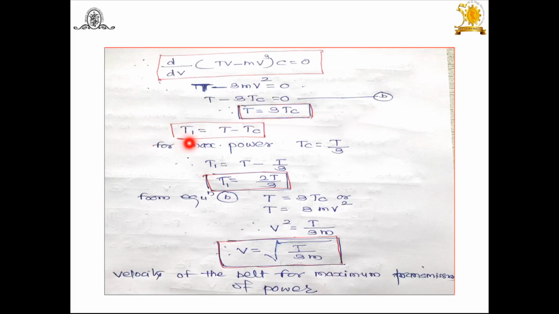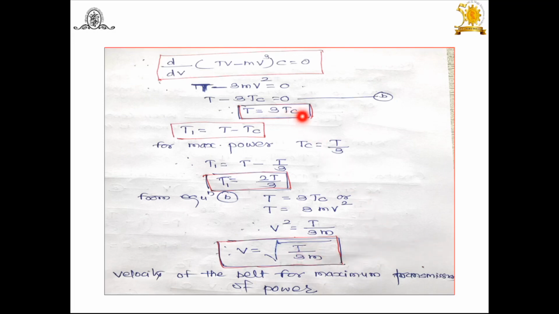Further, we know that T1 is equal to T minus Tc. But we know that Tc is equal to T by 3. Substituting this value here, you will get T1 equal to 2T by 3. This is another condition. Further, from the equation T equal to 3Tc, but Tc is m v square. Therefore, T is equal to 3 m v square, so v square is equal to T upon 3m. So we can find V equal to square root of T upon 3m. This is another condition, based on the velocity of the belt, for maximum power transmission.